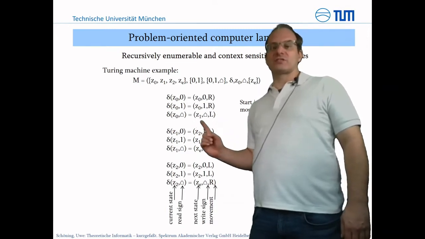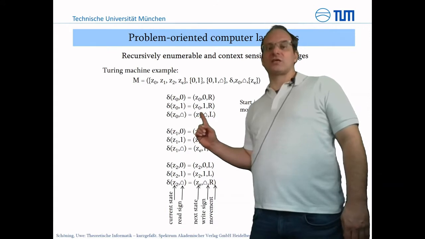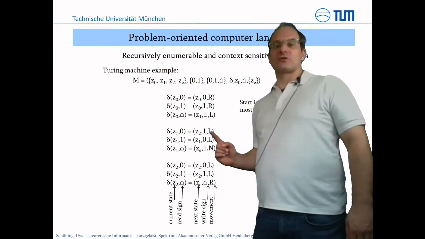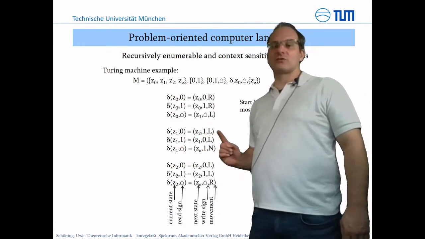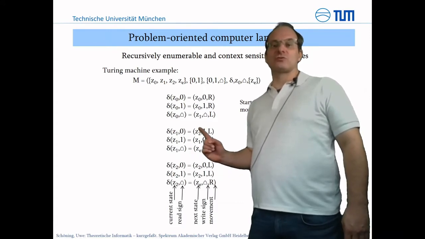So this is the first step, but here we change to the next state. So we change to state 1. State 1, the same: if we have 0, then we write a 1 and go to the left. If we read a 1, we write a 0 and go to the left, but we keep this state. And in this case, we change to state 2 and so on.